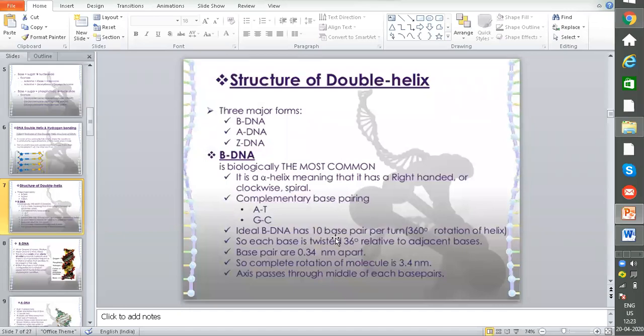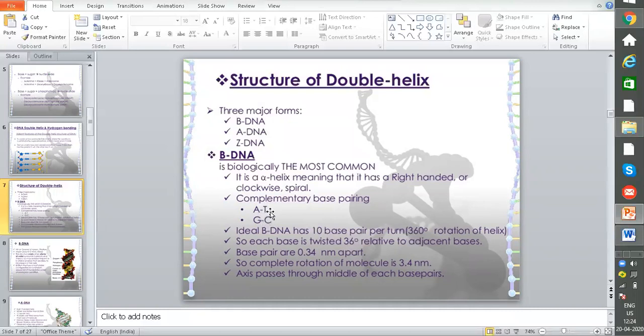Next, here in this bDNA, it has a 360 degree rotation of the helix. That means it has 10 base pairs. So AT is one base pair and GC is another base pair. In the same way, 10 base pairs are present in bDNA. Each base pair makes an angle with the next base pair of around 36 degrees. So 10 base pairs produce a total 360 degree rotation of the helix.